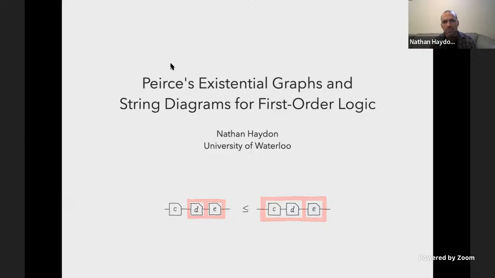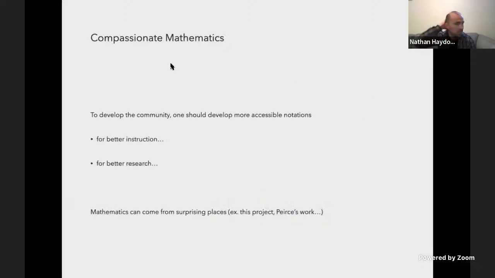I'll start with, as we tend to do in these compassionate math series, a few words about what compassionate math is for, at least from the point of view of this project. To me, it means, at least confined to this project, that the community should develop more accessible notations.